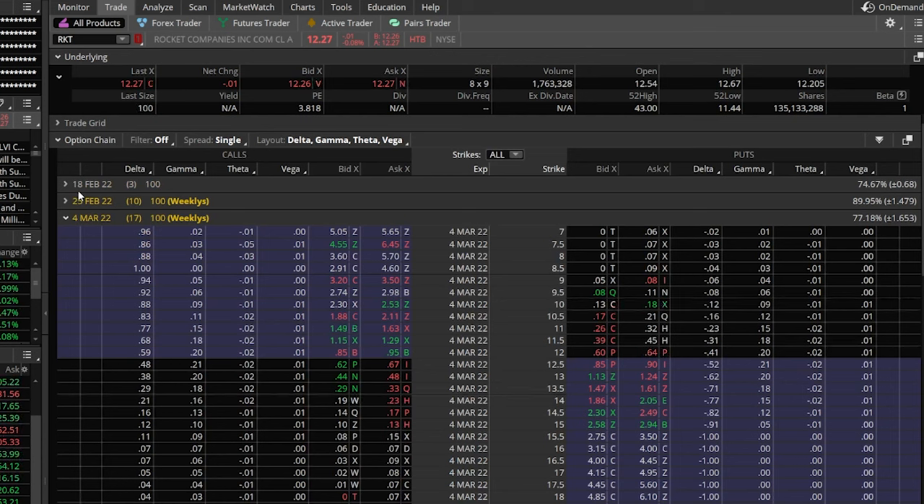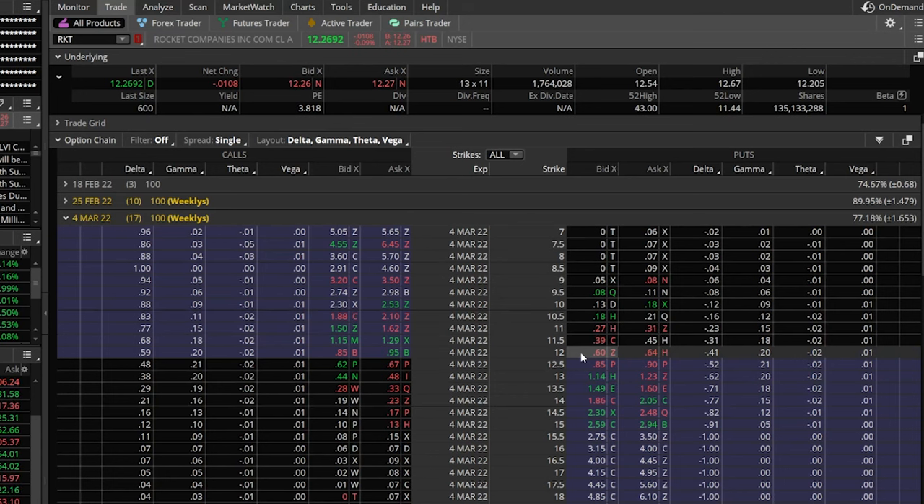From there, I can now see all of the available strike prices for the 4th March expiration on Rocket. Now, to actually create the butterfly spread inside of here, it's actually incredibly easy, and there are a couple different ways to do it. But for the most part, what we're going to do is simply find the strike price where we think the stock is going to be on the 4th of March. For this example, let's say I'm incredibly neutral on Rocket. I don't think it's going to do much of anything between now and the 4th of March. So we're going to look right here at the $12 strikes.